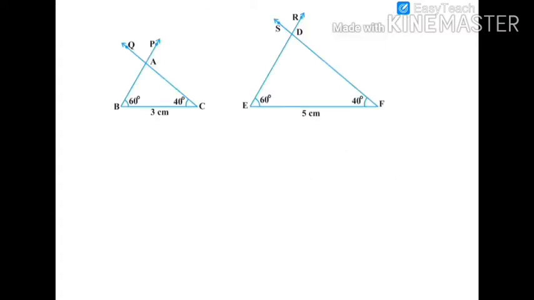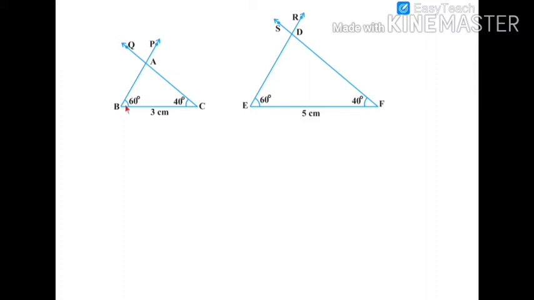To understand the first criteria, consider these two triangles. Triangle ABC is constructed with BC as 3 centimeters, angle B as 60 and angle C as 40. Triangle DEF is constructed with the base EF as 5 centimeters and angle E and angle F as 60 degrees and 40 degrees respectively. This is an activity for you to understand the first criteria, so you can actually construct these triangles in your notebook with the given side and angles.